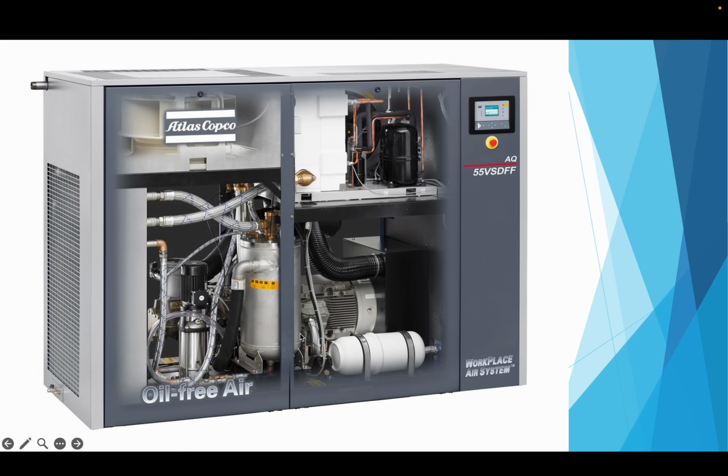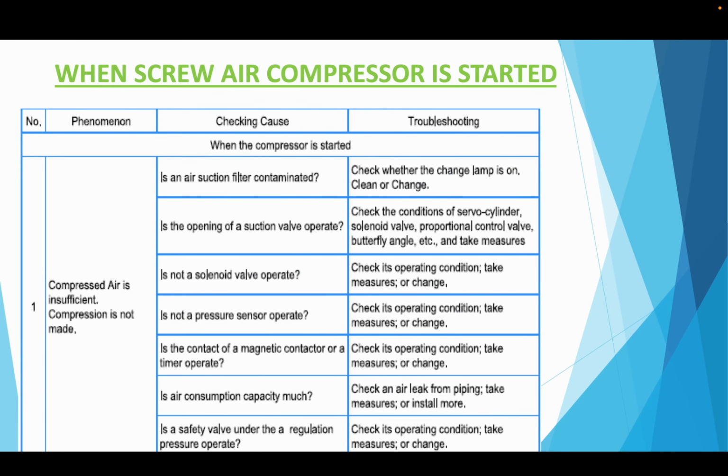Now if your compressor is getting started but it is producing an insufficient amount of air, it means the problem is with the suction valve or a filter element. So check the air suction filter, check whether the suction valve is properly operating or not, check whether the solenoid valve is properly operating or not, check the pressure sensor is giving the proper signal to the solenoid for operation or not, check the magnetic contactor which is energizing the solenoid is proper or not, check the air consumption. If it is too much because of a leak in the system, check that.